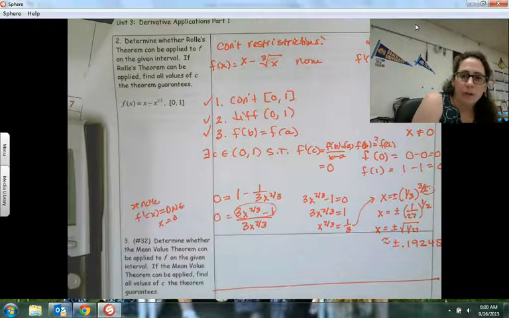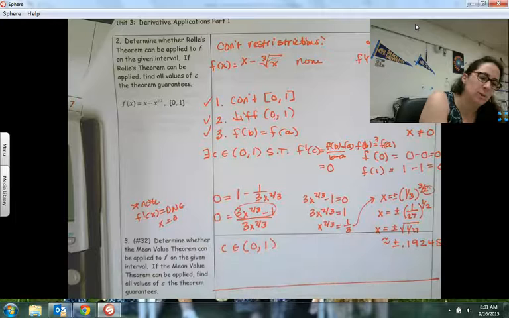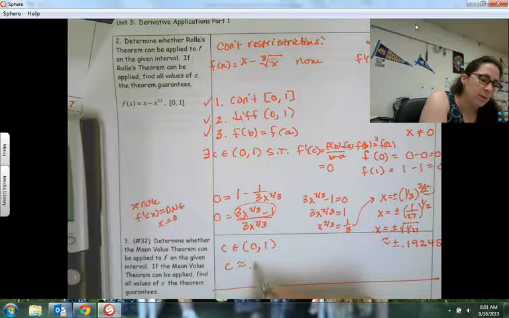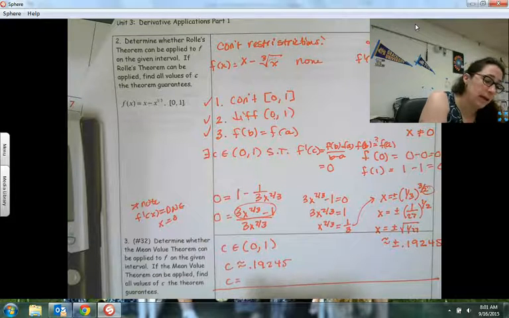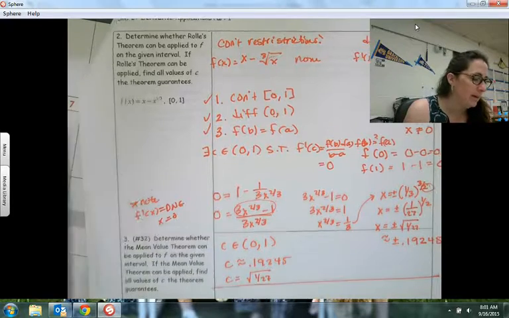So, I only want my c to belong to the open interval (0, 1). So in this case, my c is going to be approximately 0.19245. Okay, or exactly just the positive square root of 1/27. Okay? All right, let's look at the next one.